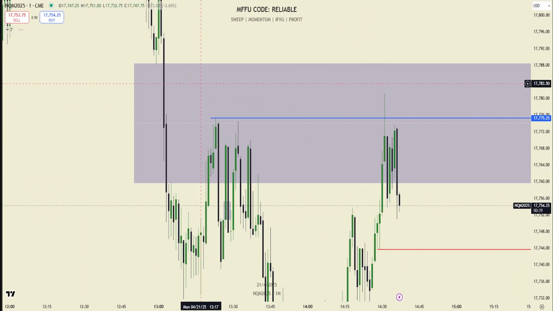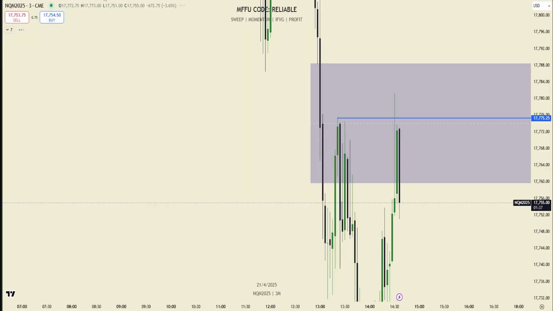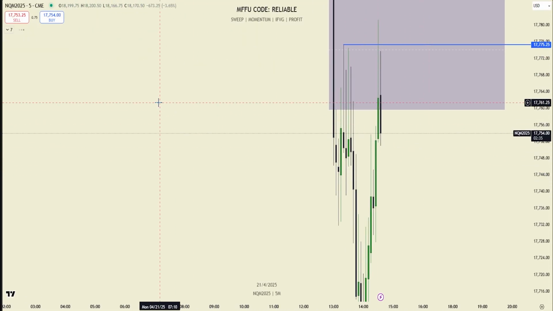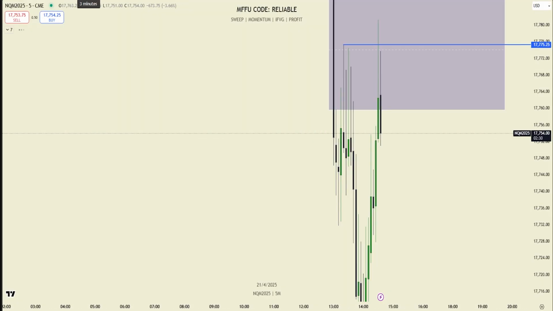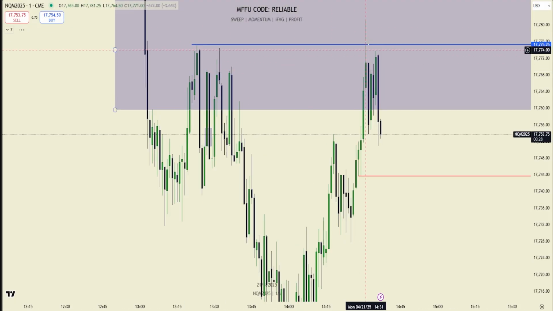This is like a B plus setup, I think, with the fact that the 3 and the 5 minute are there. If you want extra confirmation, I would wait for both of those to close. So the 3 minute will close in a minute and a half. 5 minute will close in 3 minutes. 2.5 minutes now.